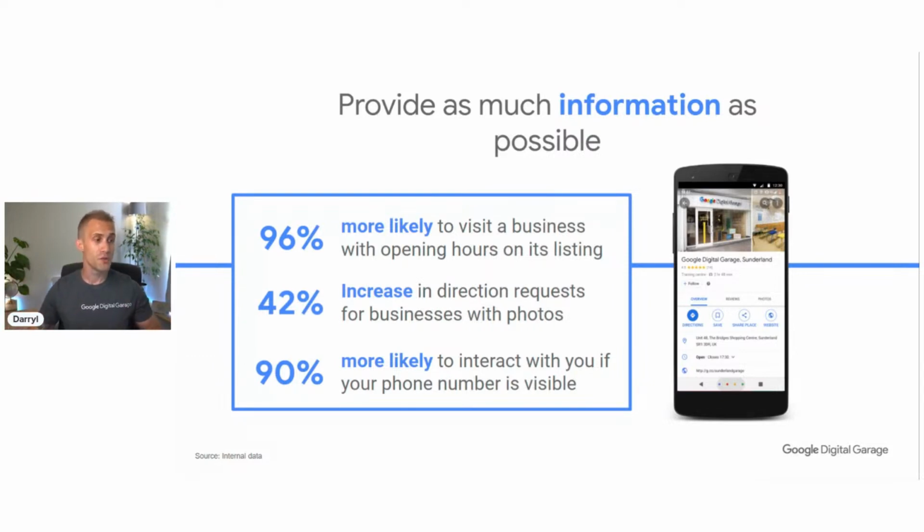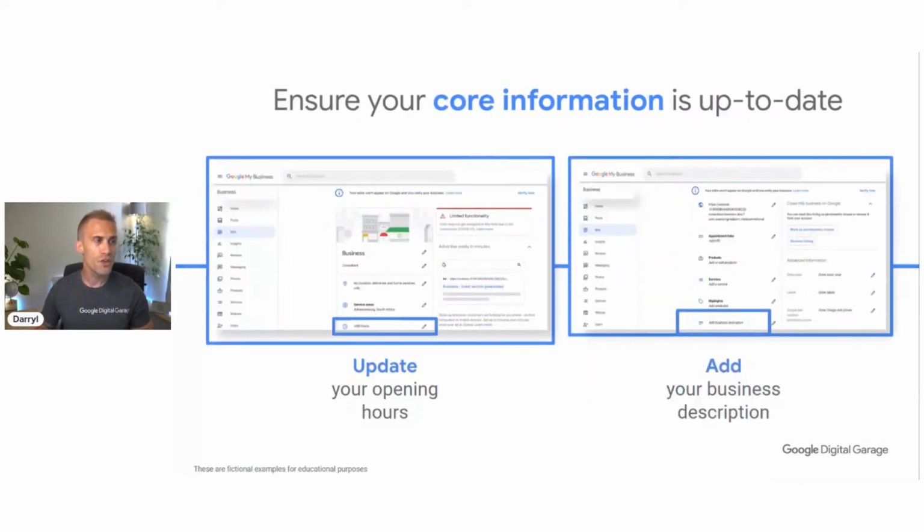90% are more likely to interact with you if your mobile number is visible. Now, it could be your mobile number, it could be straight to your website. Having that call to action is really, really important. So ensure your core information is up to date. Opening hours, I've already spoken about how important it is to make sure that those opening hours are clear as day. Next up is add your business description.